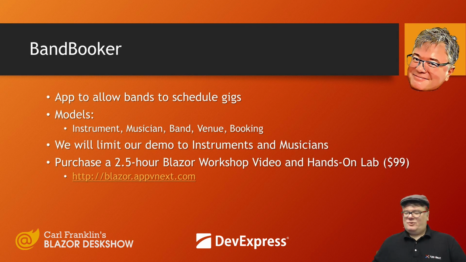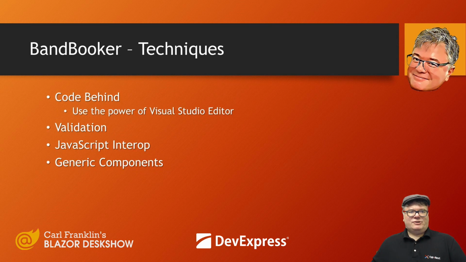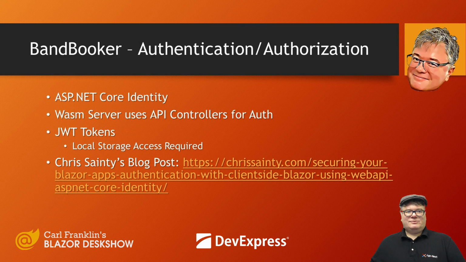And this uses all sorts of technologies. And I'm going to show those off. You're going to see code behind. Instead of code in a code block in a Razor page, we're going to move that to a class. You'll see input validation. You'll see JavaScript interop, and I'm going to show you how to make generic components. And also, we're going to look at authentication and authorization. So that is built in.